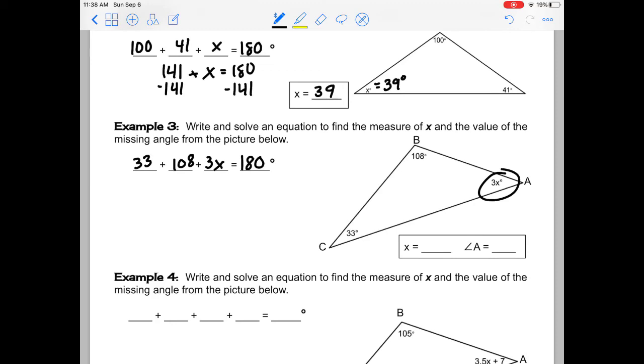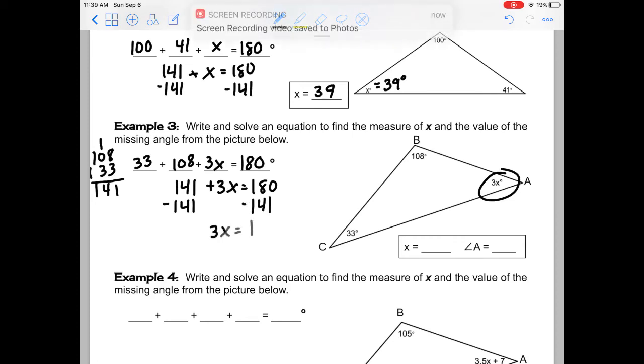If I add 33 plus 108: 8 plus 3 is 11. Carry the 1. 3 plus 1 is 4. Bring down the 1. We get 141 plus 3x equals 180. We subtract 141 from both sides. We get 3x equals 39. Divide both sides by 3. We get x equals 13.